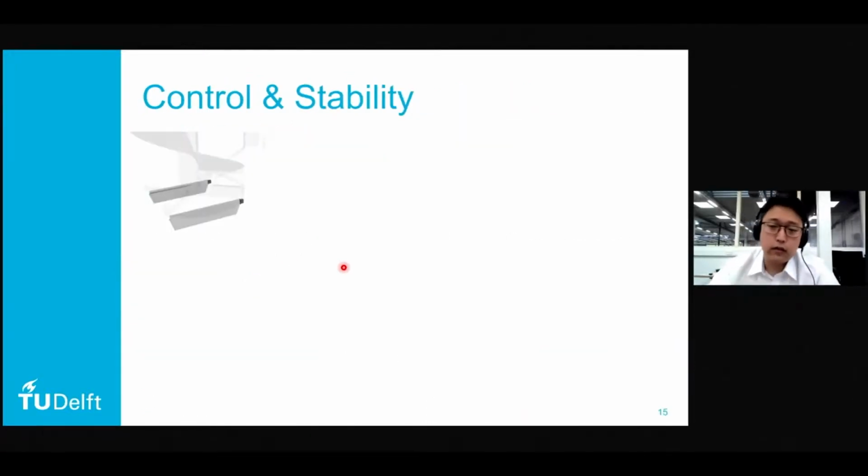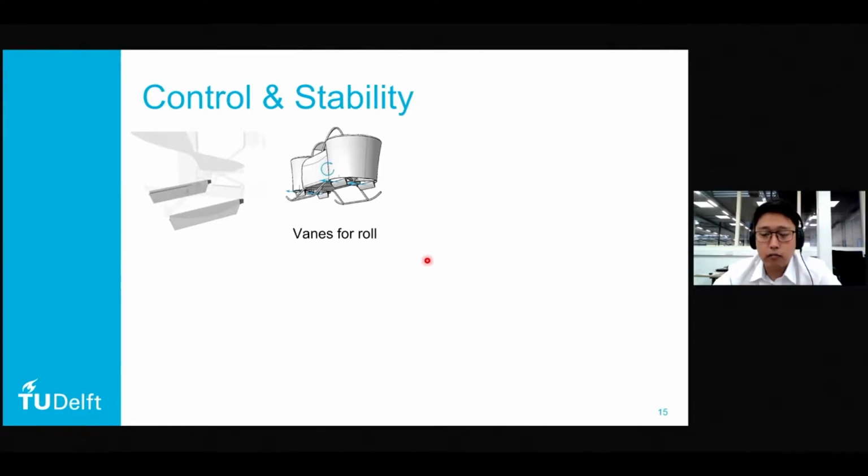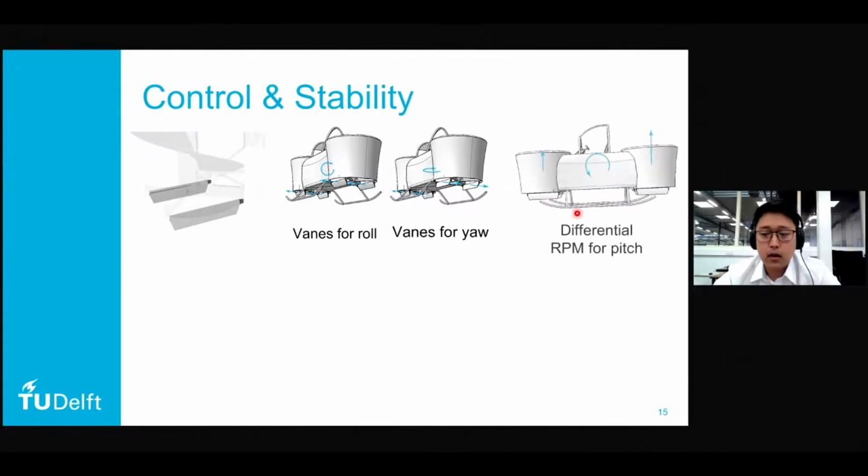As for controlling the vehicle, we placed vanes under the rotors. These vanes can move together to create a rolling moment, or they can deflect asymmetrically to create a yawing moment. For pitch control, we use differential RPM. One rotor rotates faster than the other. This creates more thrust, and this creates a pitching moment.